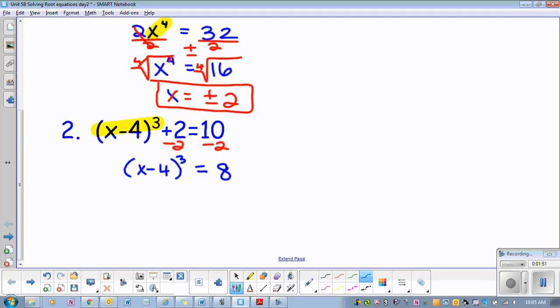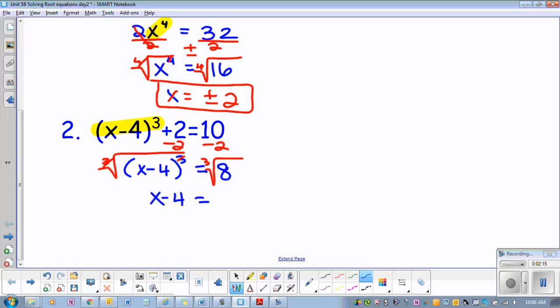The root. Take the root. Good. But you got to take the root of 3. So cube root, right? Now tell me, does the cube root need a plus or minus? No. Why? Good, because it's an odd root. Good job. All right, so then you have x minus 4 equals, what's the cube root of 8?